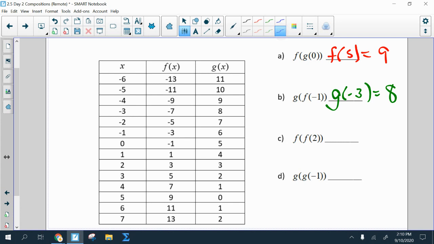So now we're doing a function within itself. So we're just repeating the f function twice. So f of 2 is equal to 3. So now I want f of 3. F of 3 is 5.